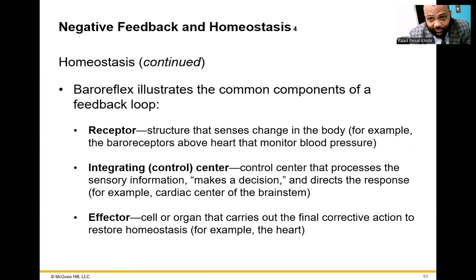The baroreflex illustrates the common components of a feedback loop. So we have a receptor, which sensed the change. Then an integrator, a control center that processes the sensory information and makes a decision. And then the effector, a cell or organ that carries out the final corrective action.